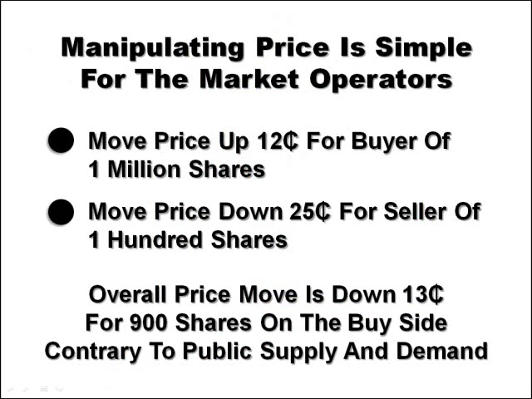Manipulating price is simple for the market operators. Move price up 12 cents for buyers of 1 million shares. You want to move the price down. I want to move the price down. I want to manipulate it down. So the price is moved down 25 cents for a seller of 100 shares. The overall price move is down 13 cents for 900 shares on the buy side, contrary to public supply and demand. Look at 1 million shares on the buy side, down 100 shares.